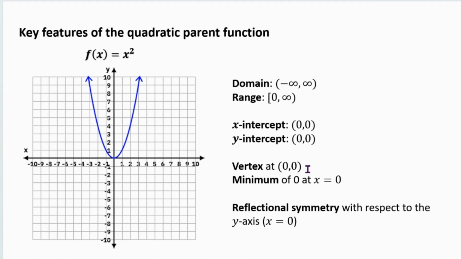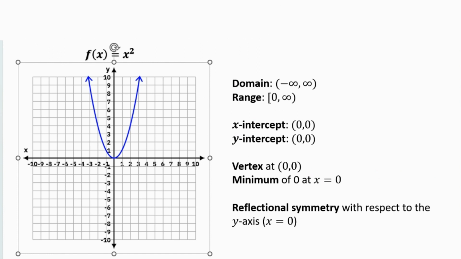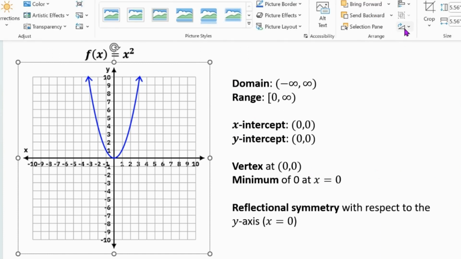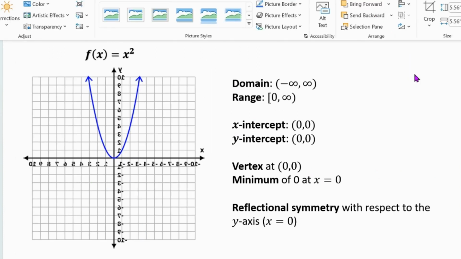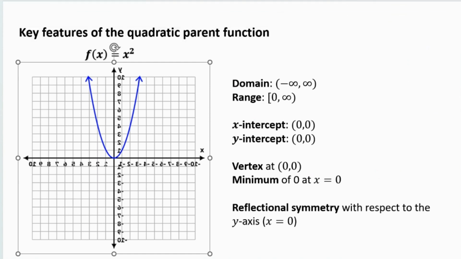We also find the vertex of this graph. That vertex will be a minimum because the y value of 0 will be the lowest y value on this graph. So it has a minimum of 0 at x equals 0. This graph also has reflectional symmetry with respect to the y-axis because if I take this graph and flip it over the y-axis, notice that I create the exact same graph.